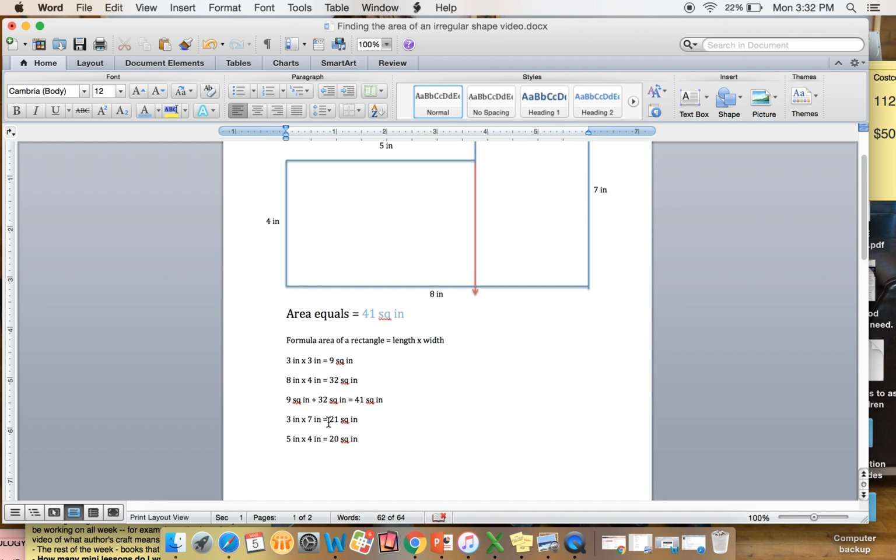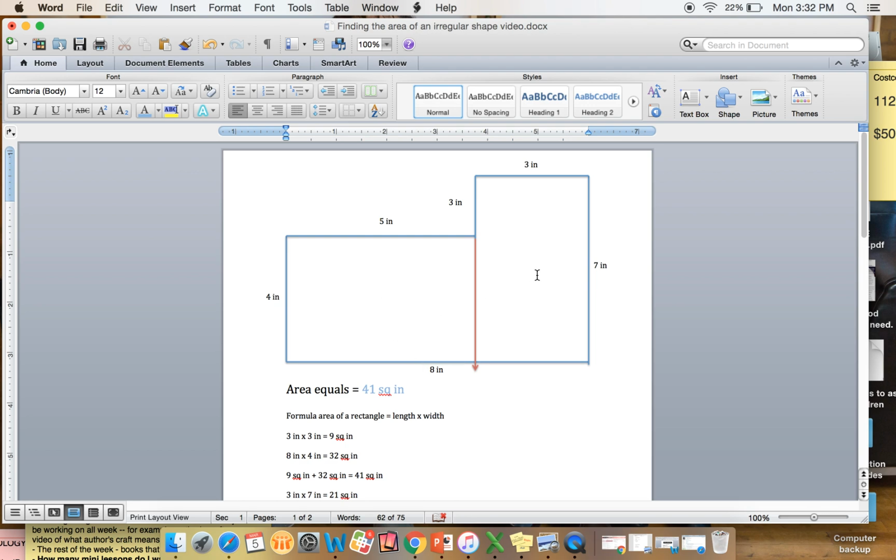I'm going to do the same thing I did before, where I add my 21 square inches plus my 20 square inches to get my full area. 21 square inches plus 20 square inches is equal to 41 square inches. I got the same answer as I did before. And so it doesn't matter how you cut your rectangle or your irregular shape, you should get the same answer.